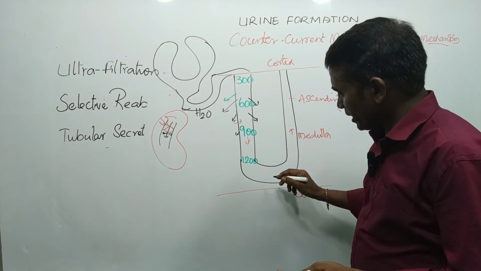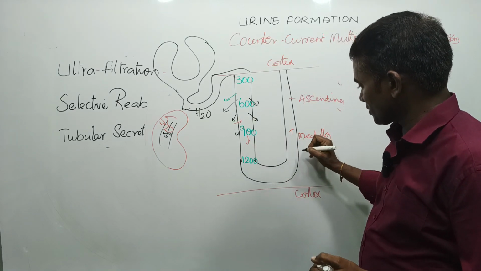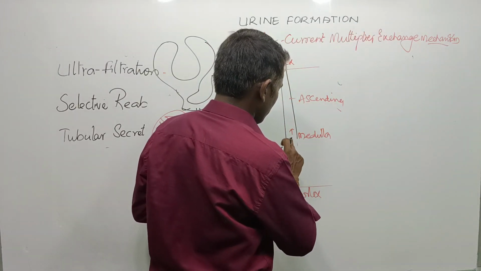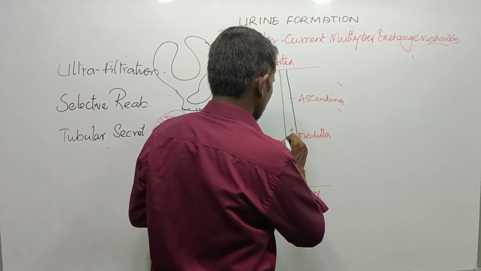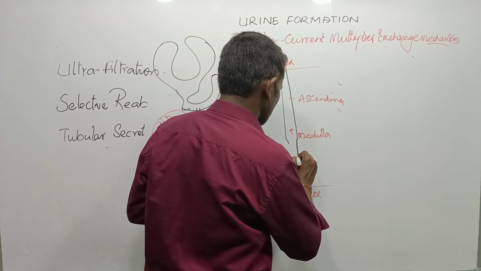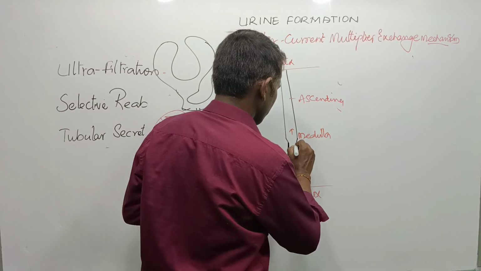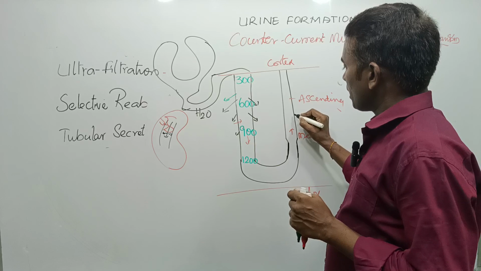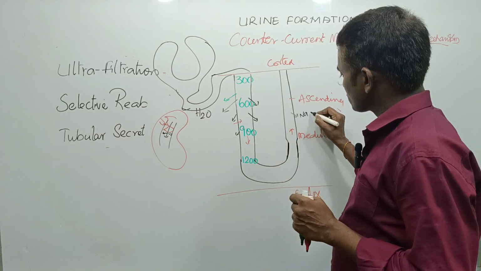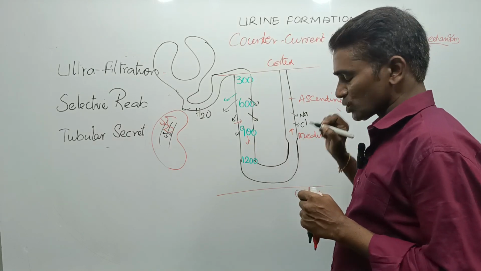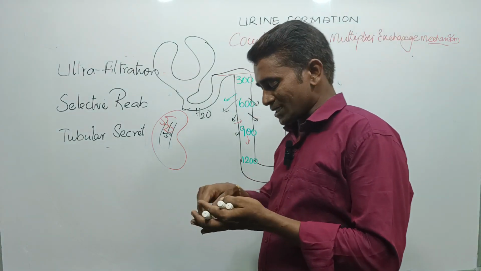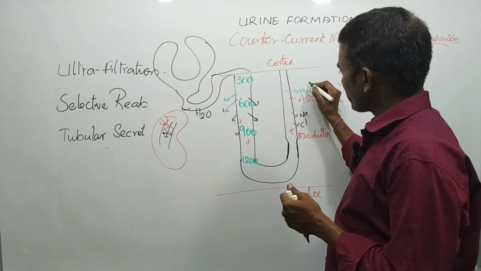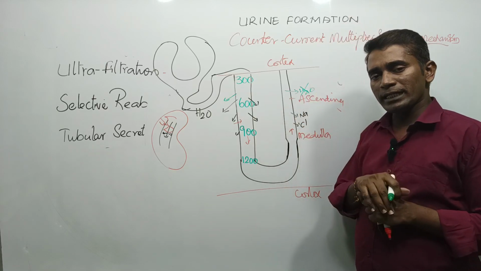Similarly, right, when it is bypassing through this loop of Henle, again it enters into this ascending limb. Remember, this ascending limb has two regions. Some of the ascending limb is thicker, some is thin. Okay, anyhow, this ascending limb is permeable to salts, electrolytes like sodium chloride. This is not at all permeable to water, right? Therefore, water remains in the ascending limb itself.